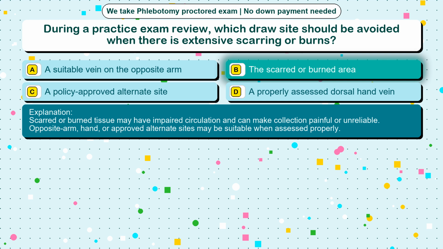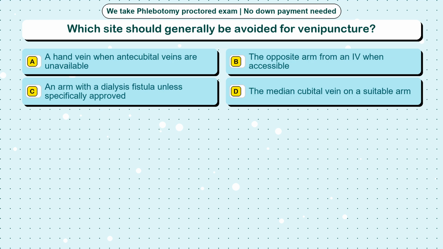Opposite arm, hand, or approved alternate sites may be suitable when assessed properly. Question 37. Which site should generally be avoided for venipuncture? Option A. A hand vein when antecubital veins are unavailable. Option B. The opposite arm from and for when accessible. Option C. An arm with a dialysis fistula unless specifically approved. Option D. The median cubital vein on a suitable arm.